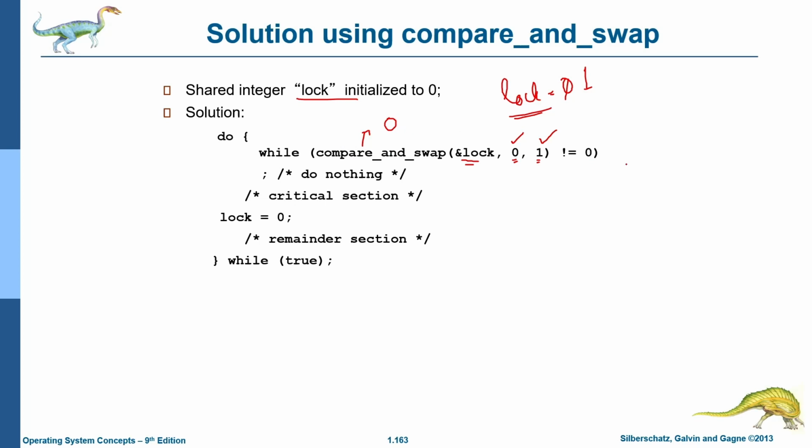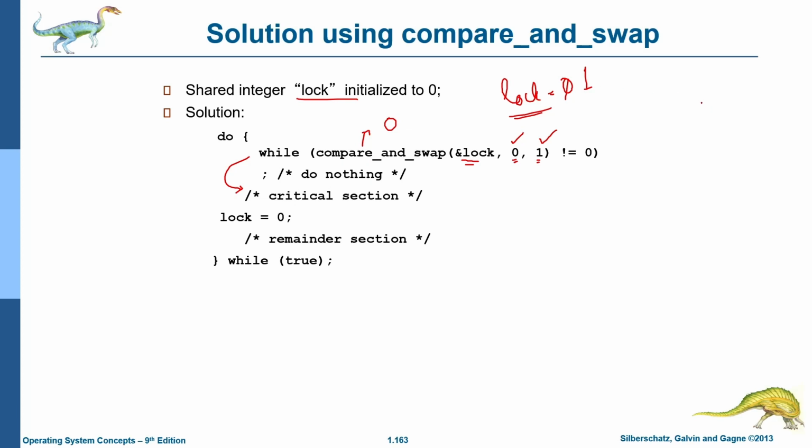Is 0 not equal to 0? False. 0 is equal to 0. So this while loop will not run. It will be able to enter its critical section. But lock is set to 1.